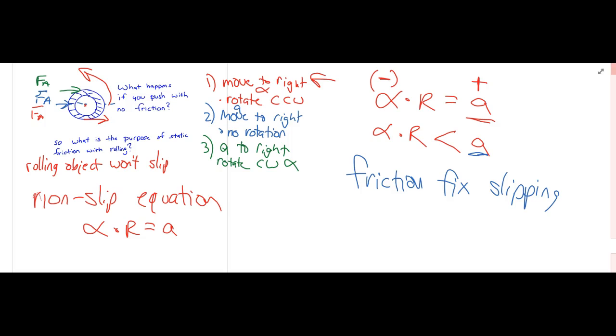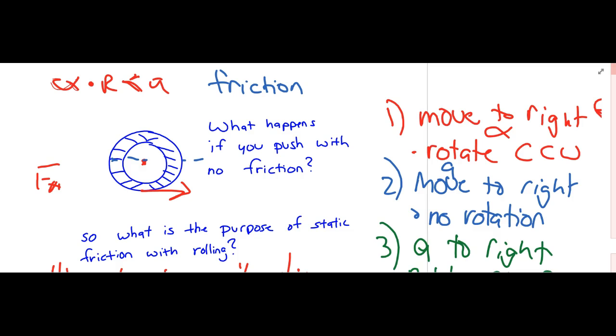Now, let me erase some things and zoom in to look at the diagram real fast. So back to this diagram. Okay, I can see alpha times r is less than acceleration, but they need to be equal to each other. So friction, which I'm going to put in blue, has to fix that.